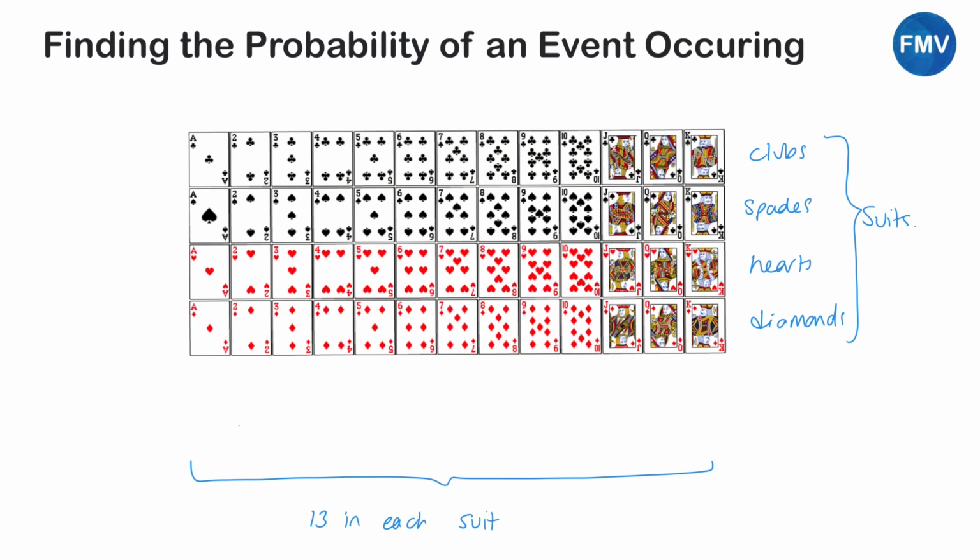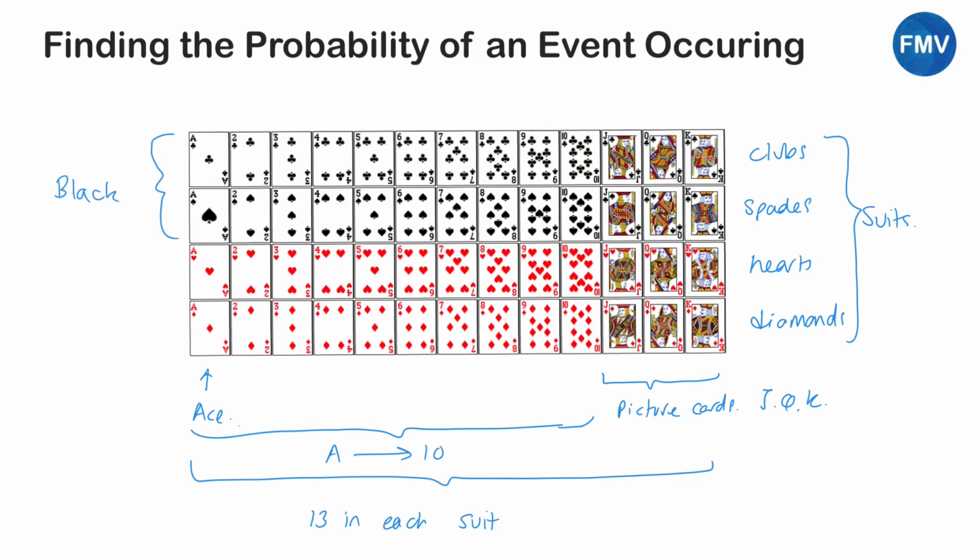Each suit is made up of three picture cards, and they are the Jack, Queen, King. Each suit has an ace. And then finally, we have two, three, four, five, six, all the way up to 10. You also have two black suits and two red suits. There are 26 cards that are black and 26 cards that are red.